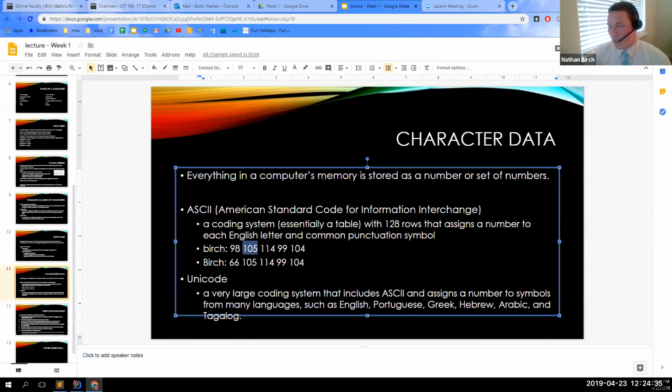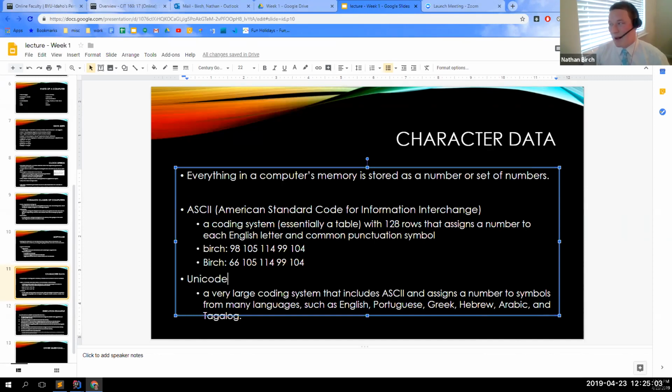Then there's also Unicode, which is a very large coding system, much larger than this one. You'll notice the American Standard Code for Information Interchange is just for the American letters and punctuation symbols. Unicode has everything. It has all the accents in Portuguese and in Spanish, Greek, Hebrew, Arabic, Tagalog, Chinese, all of it. And that's what Unicode is.